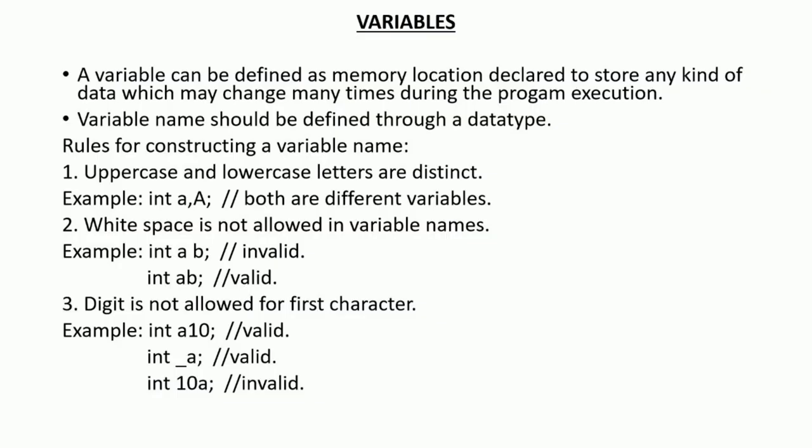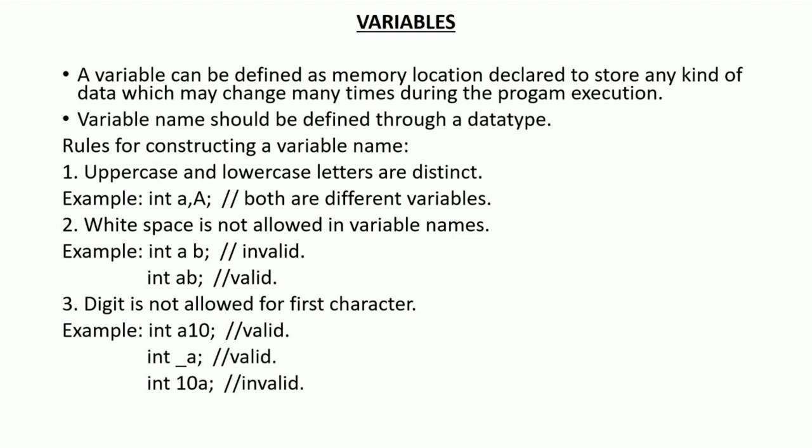Moving further, let's see about variables in C. A variable can be defined as a memory location declared to store any kind of data which may change many times during the program execution. If we want to store any kind of data, variables are used as memory locations. For example, if you want to store juice in a glass jar, then the glass jar is your variable and juice is your value.